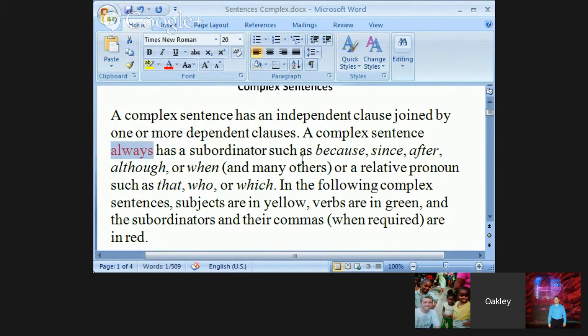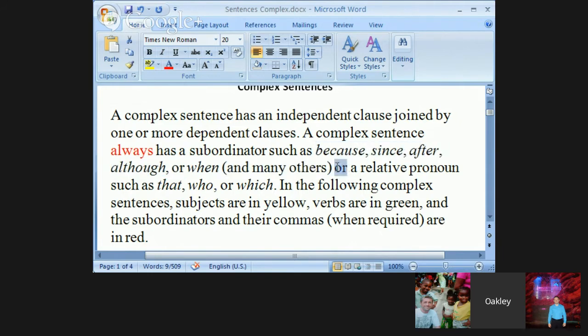A complex sentence always has a subordinator. It has to, such as because, since, after, although, or when, and many others. There is a great multitude of possible subordinators, both one-word subordinators, like in our examples here, and what are called complex subordinators, that are basically phrases, 2, even 3 words, used as a unit, as a subordinator.